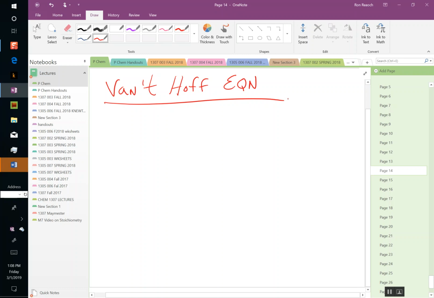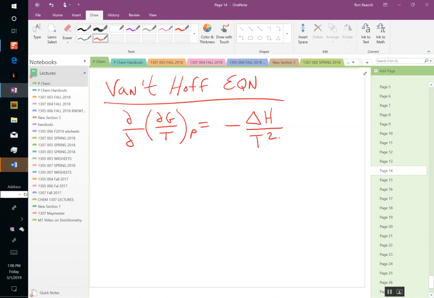The Gibbs-Helmholtz, and I didn't write down the equation number for Gibbs-Helmholtz, but in Chapter 4, there was the Gibbs-Helmholtz equation. That's where we're going to start. Delta G as a function of temperature, constant pressure, equals negative the delta H divided by T squared. This is not the Van 't Hoff equation. This is a Gibbs-Helmholtz, but this is where we're going.